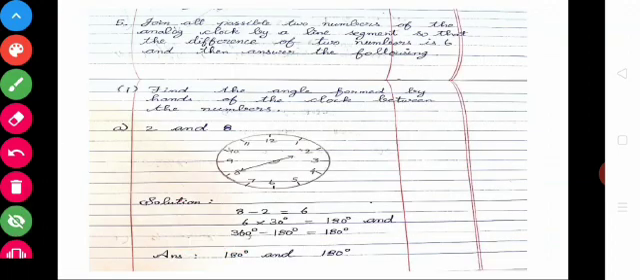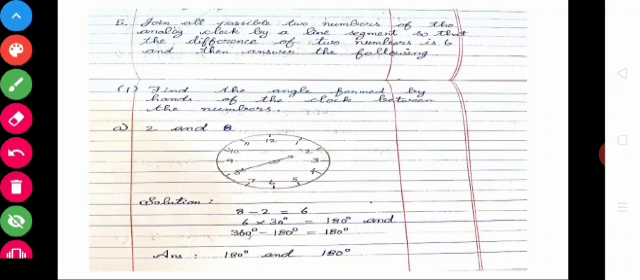Join all possible two numbers of the analog clock by a line segment so that the difference of the two numbers is 6. And then answer the following. Find the angle formed by the hands of the clock between the numbers 2 and 8. The short hand is on 2 and the long hand is on 8. See that 8 minus 2 is equal to 6. Then consider that from 2 to 3 it is 30 degrees.